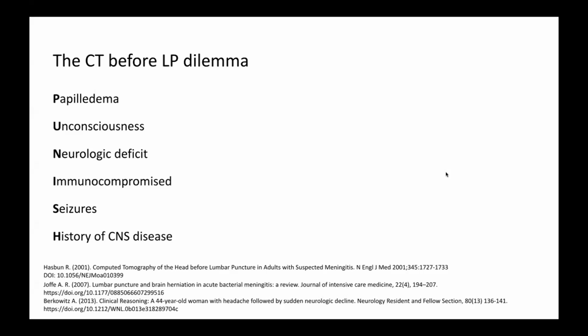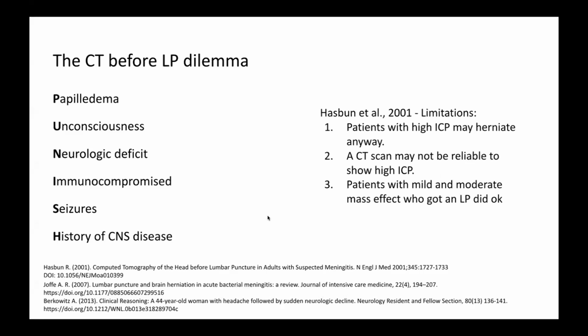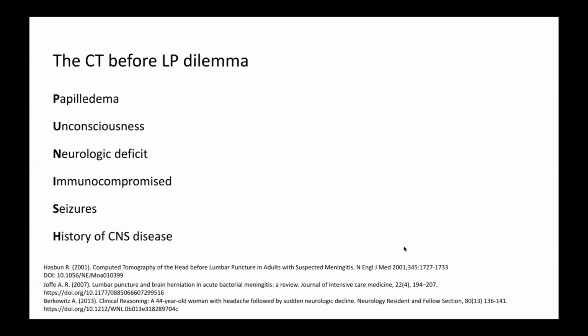And this is one of the limitations of this paper, because patients that have a normal CT can still have very high ICP, can still be at risk of herniation. And patients that have high ICP may herniate anyway, even if we don't do an LP. So are we really decreasing the risk if we don't do an LP? And can a CT really give us the tranquility that our patient is not going to herniate if we do an LP? Because of this, each patient is an individual decision.